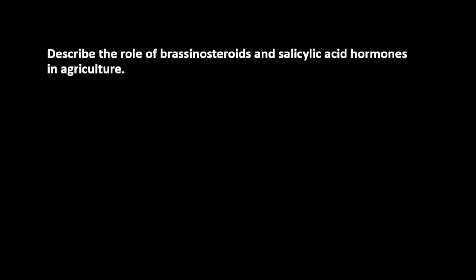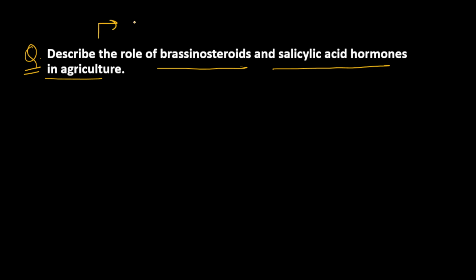So today we are going to do the next question of our agriculture optional. जो हमारी agriculture optional answer writing series चल रही है उसका next question को आज हम लोग करने वाले हैं. And today's question is, describe the role of brassinosteroids and salicylic acid hormones in agriculture. So what are the roles of these two hormones in agriculture?